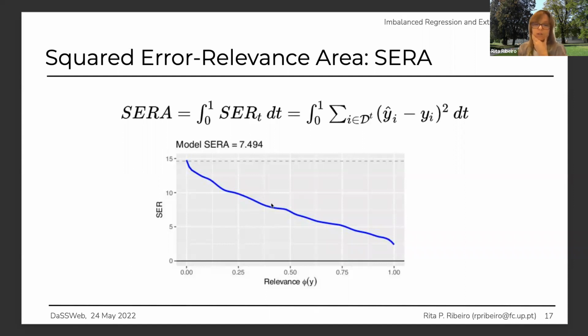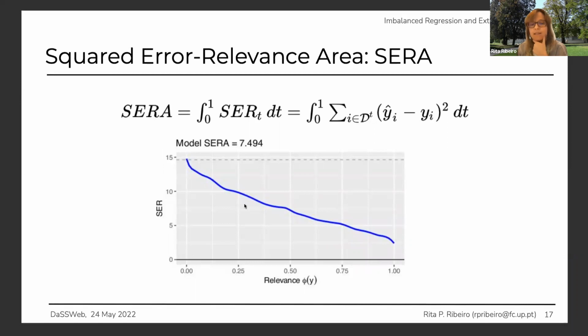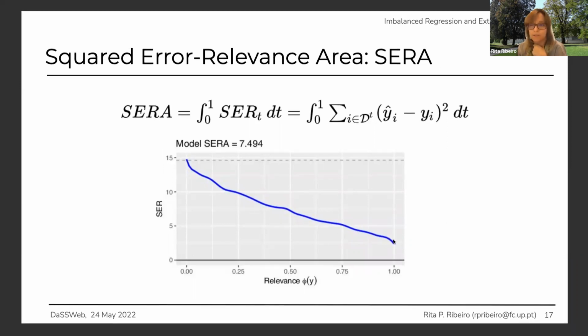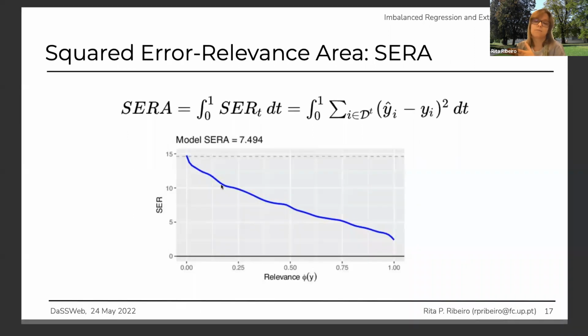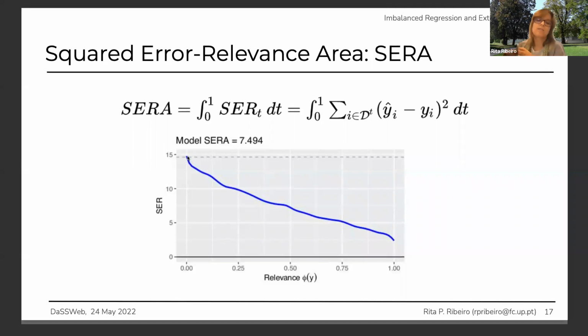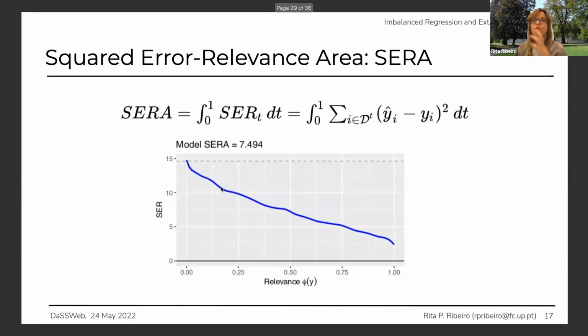Why? Because if we look here, all the maximum relevance cases are accounted for here, and they are accounted for more and more times as they are more and more relevant. Or to put it another way, the less relevant they are, the fewer times they are being discarded. So for instance, the values that have a relevance of 0 are accounted only once, okay? And this gives us a nice intuition about the overall performance of the model, with special emphasis on the most relevant ones, but without disregarding any of the target variable values. So basically our proposal is the squared error relevance area, which we call SERA, which is basically the area below this curve.